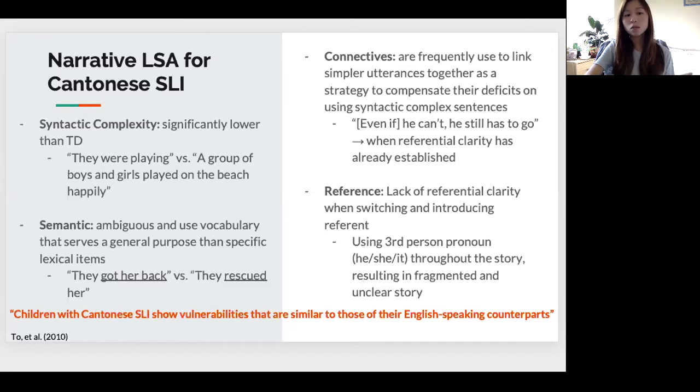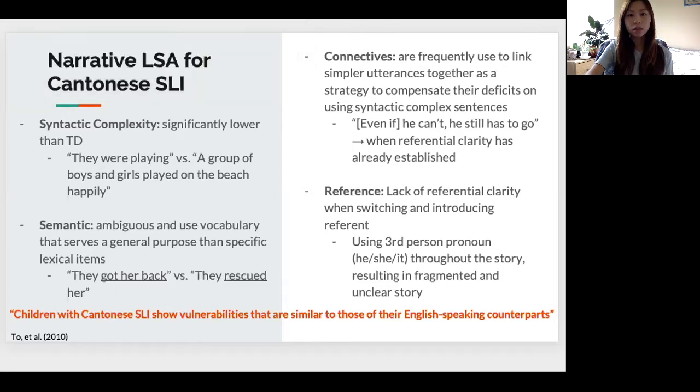To and his colleagues also commented that children with Cantonese SLI show vulnerabilities that are similar to those of their English-speaking counterparts, which kind of implied that children with CSLI may also have difficulty with establishing clear macro structure of the story and may have poor working memory.